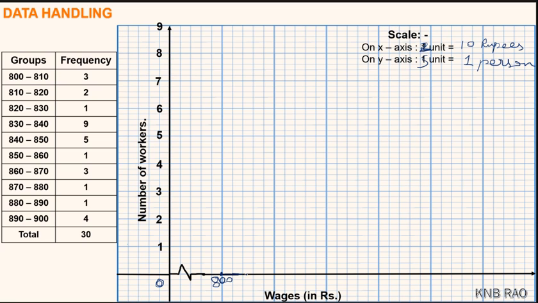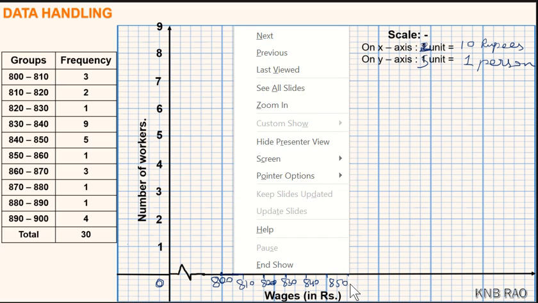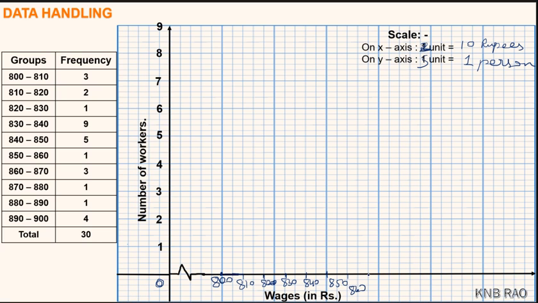Why? Because this I will be considering as 810. Now this becomes 820, and here it becomes 830, 840, 850, 860, this portion 870, 880 and 890, and this becomes 900.